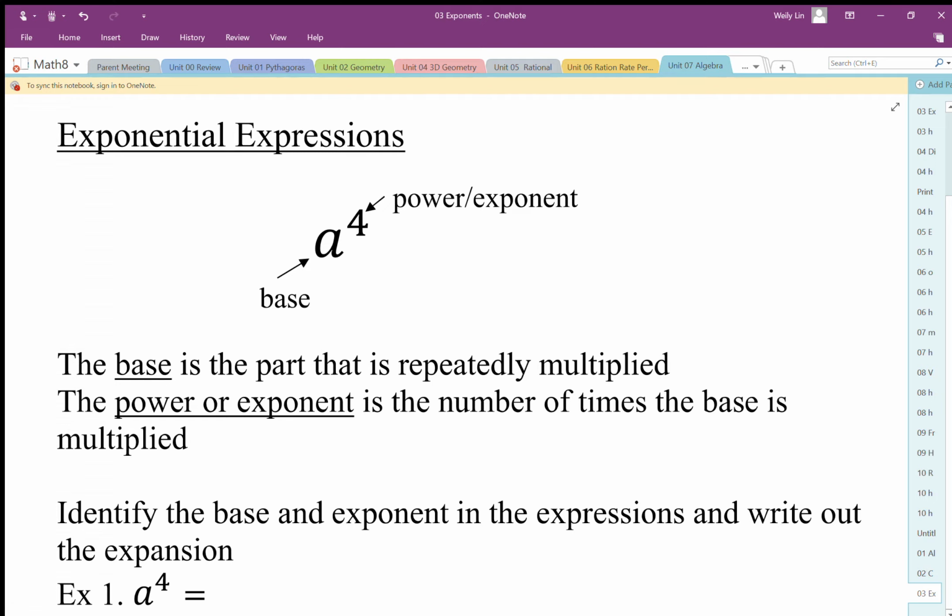When we rewrite things in an exponential expression, there's two parts to that exponential expression. There is our base, what we're multiplying by, and then there's the exponent, or the power, and this is the number of times we use that multiplier.